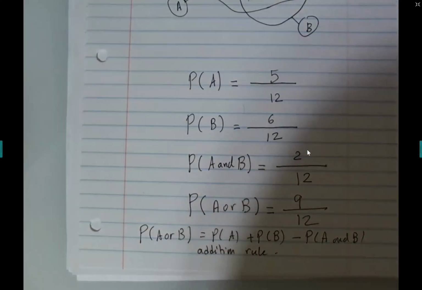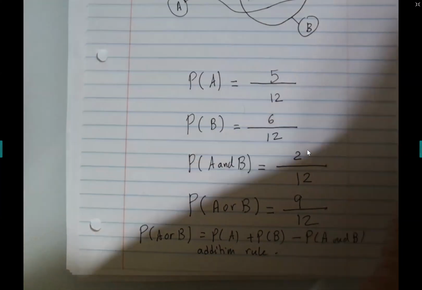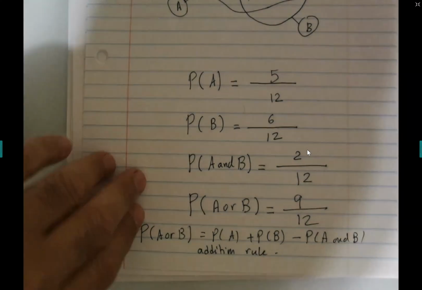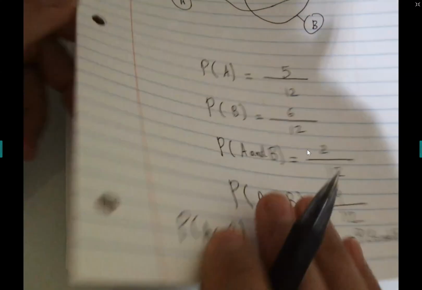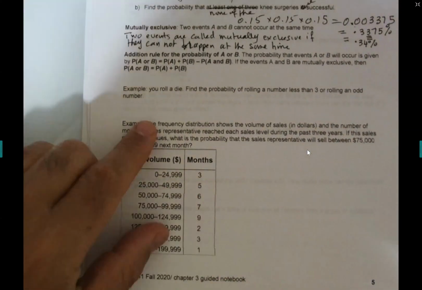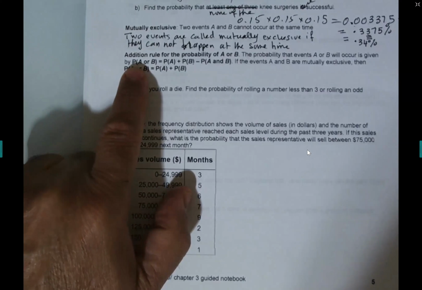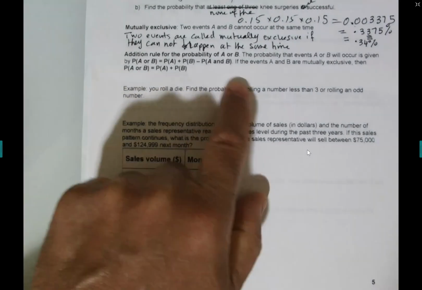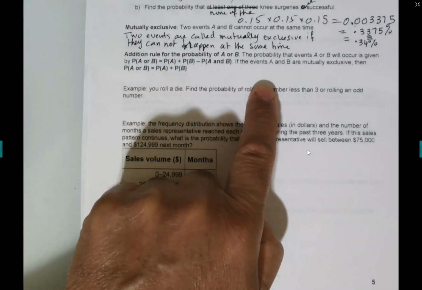So that's A or B. I'm going to show you another example and how to work with this, guys. We're going to go back and show you the example, the formula. Probability of A or B equals probability of A plus probability of B minus probability of A and B. Now I say further here, if the events are mutually exclusive, then the probability of A or B equals probability of A plus probability of B.